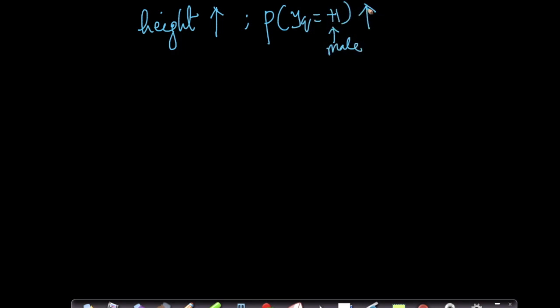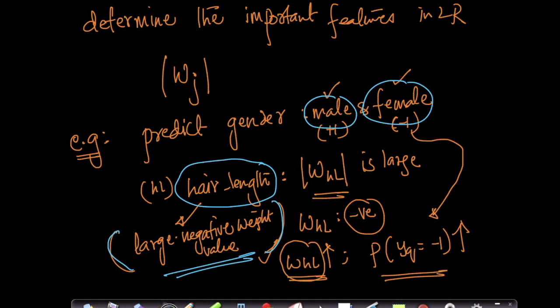Male also increases, which means the weight corresponding to H, the feature here is H, should be positive, because as height increases, the probability of the class label being positive also increases. So it will be positive, right? But remember, height is not a phenomenal way to determine whether somebody is male or female.